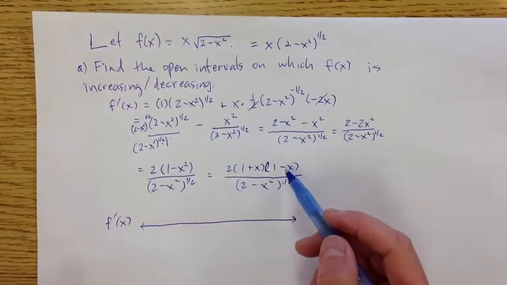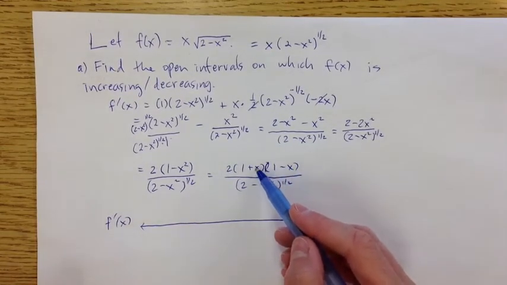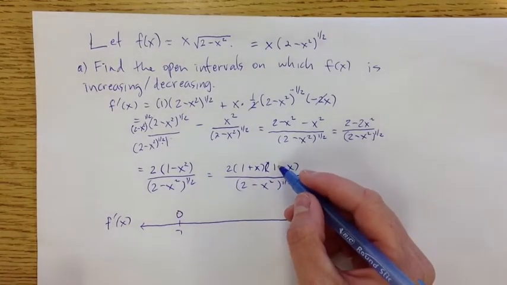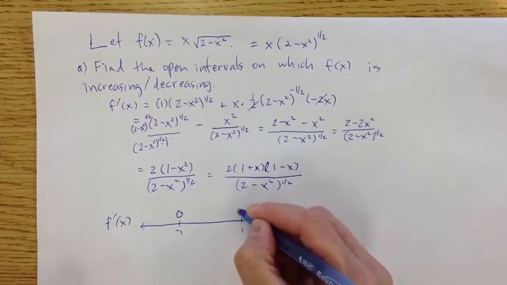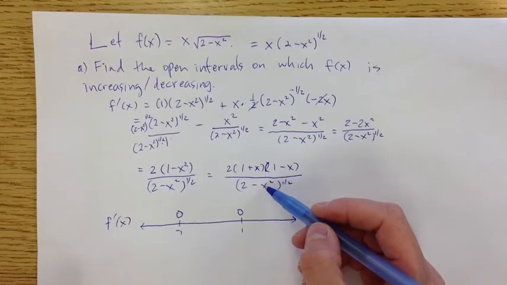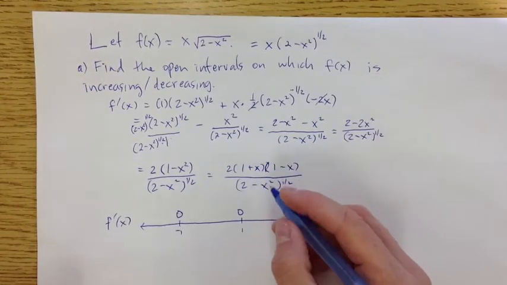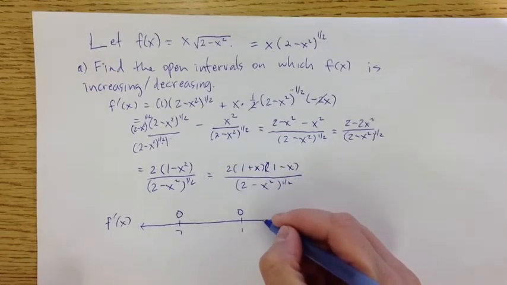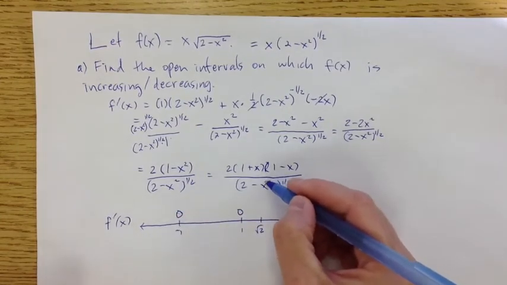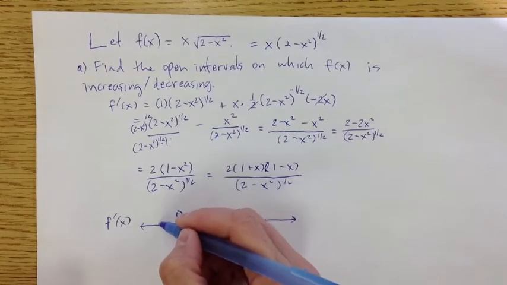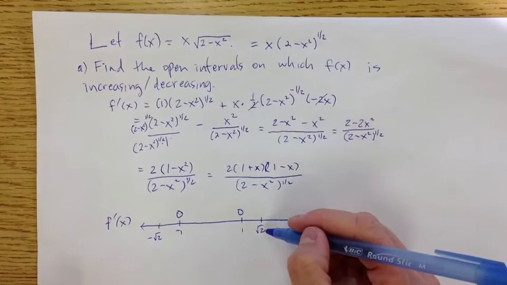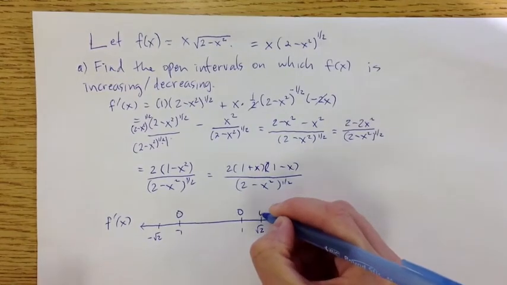So f prime of x is equal to 0 if x is negative 1 or if x is 1. If x is equal to the square root of 2, the derivative is undefined. So square root of 2, that's a little bit bigger than 1, about 1.41. And also if x is negative root 2, the derivative is undefined.